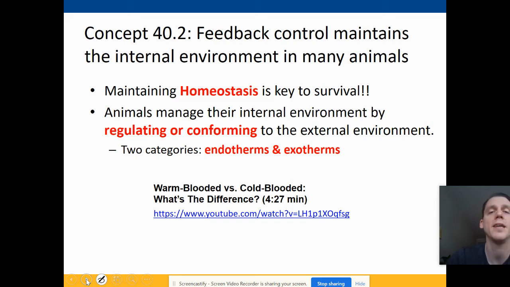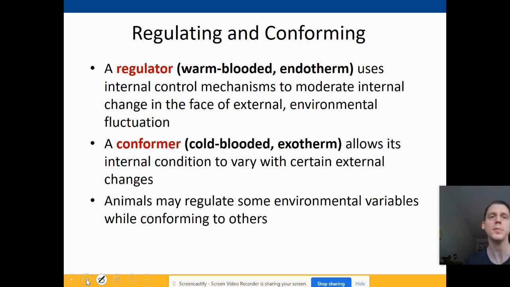Feedback control maintains the internal environment of many animals. So again, still talking about homeostasis, and specifically we're going to be talking about thermoregulation. So in terms of animals, there are two different types. There is a regulator, which usually we refer to as a warm-blooded animal or an endotherm. And these are animals that use internal control mechanisms to moderate the internal changes.